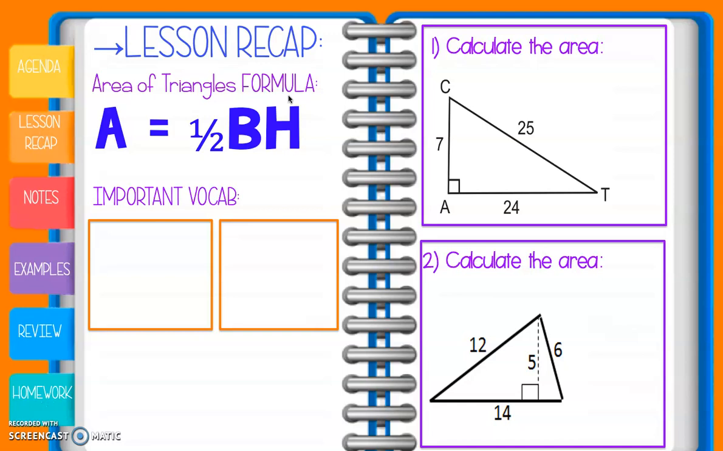However, on our quizzes and on our tests, we're not going to have those formulas there with us. So we have to memorize these. So commit this to memory. Area equals 1/2 of the base times the height, and that's for a triangle.